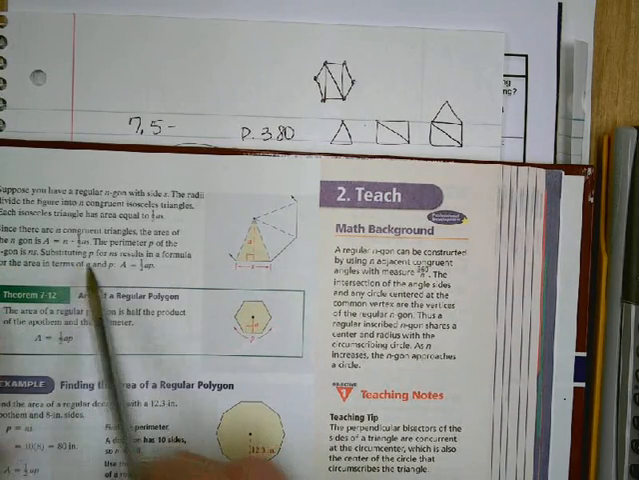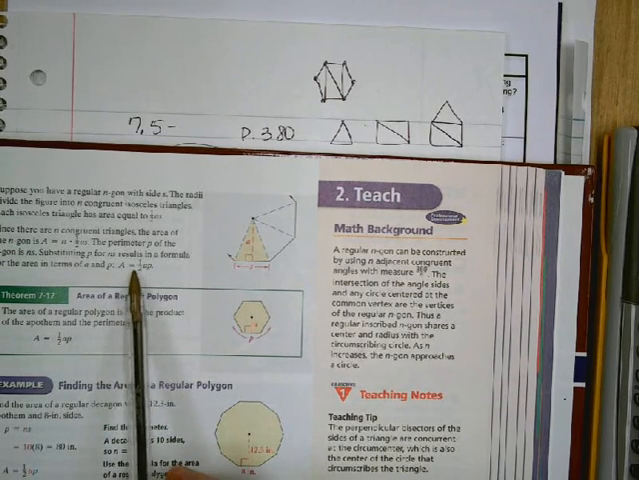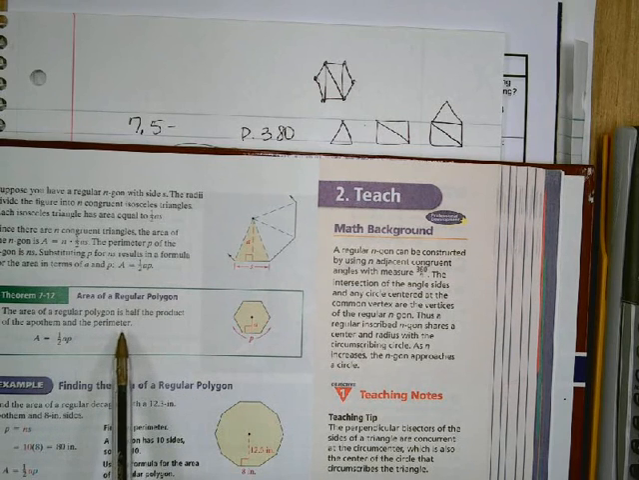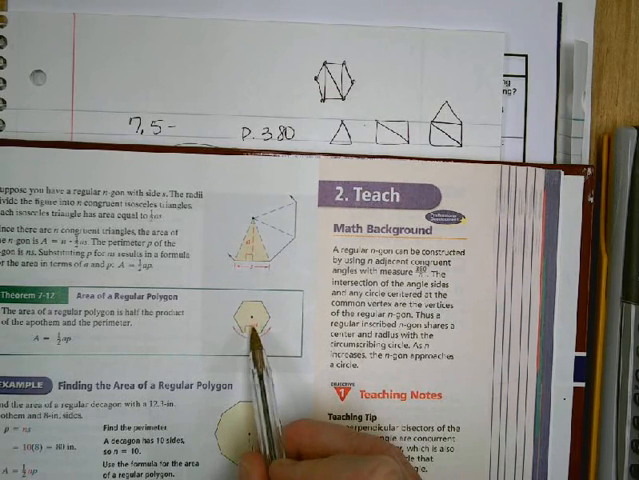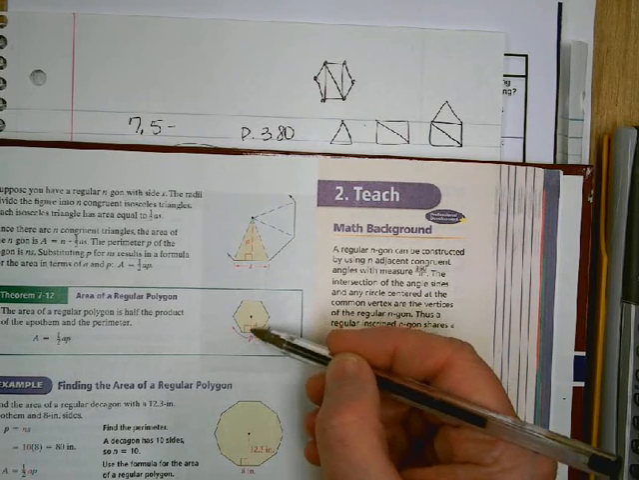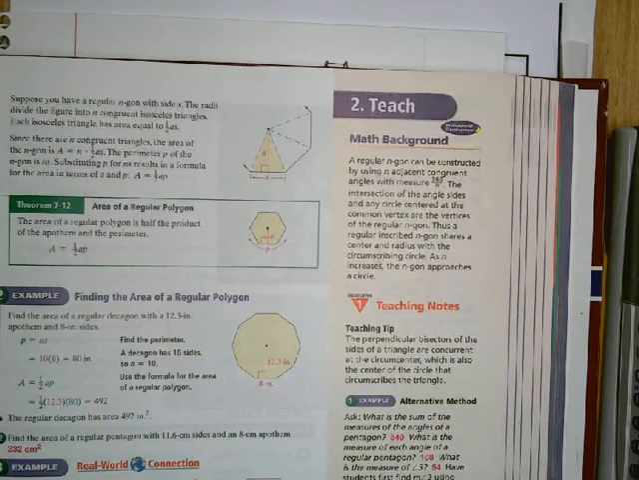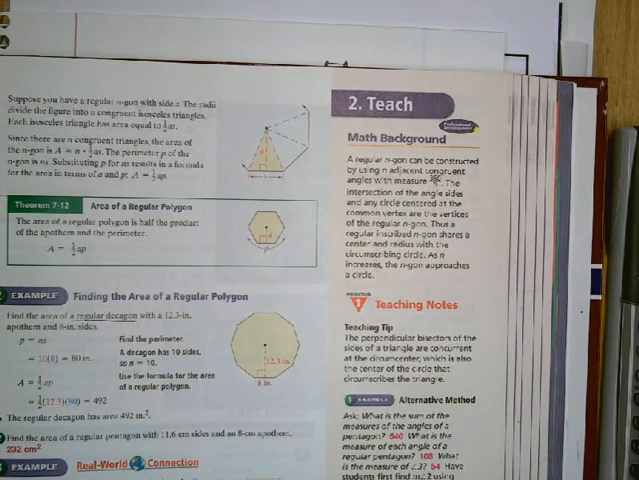Substituting P for the n s results in a formula for the area, which is A equals 1/2 the apothem times the perimeter. Okay? So you need to know the perimeter of the shape, and you need to know the length of the apothem in order to find its area. So let's look at our example 2 here. Find the area of a regular decagon. What does that mean? What is a decagon? How many sides does it have?